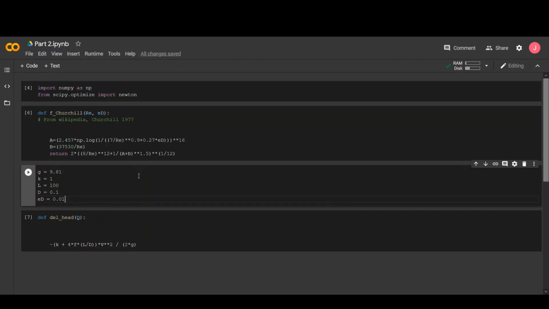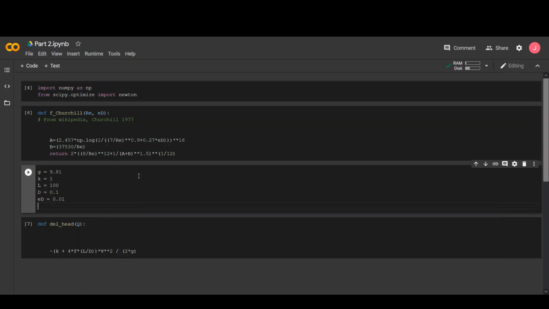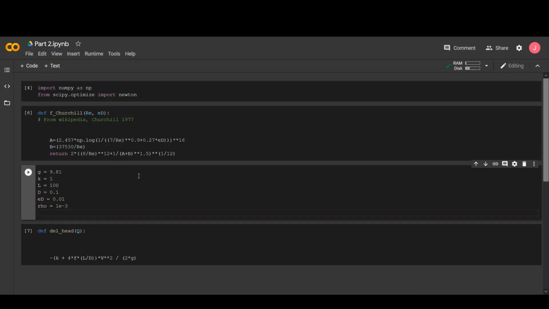And for our Reynolds number, we're also going to need a density. So let's say rho 1e to the negative 3. Okay. Also need a mu for the viscosity. Let me Google that real quick. What is the viscosity of water? 1 centipoise at 20 degrees Celsius. So that'll be 1e to the negative 3.